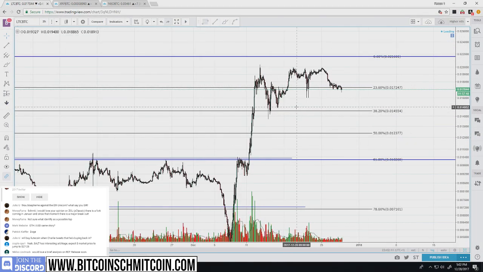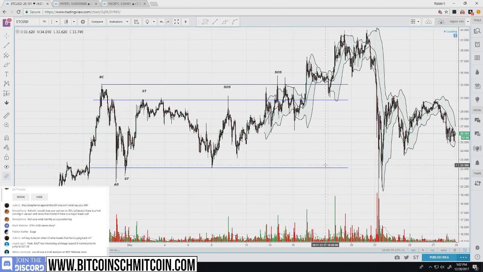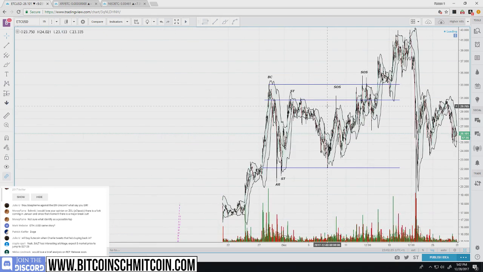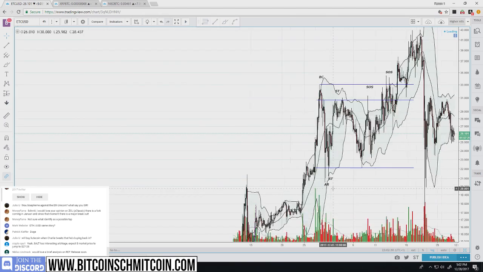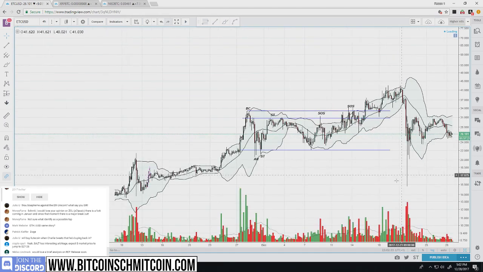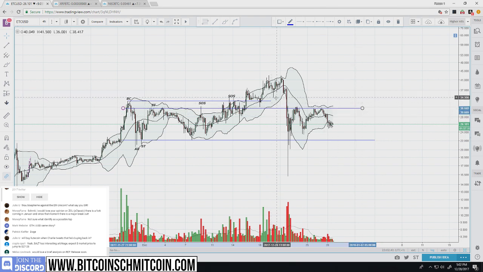What else? Oh, Ethereum Classic. Sure. Let's look at Ethereum Classic here. I actually had pretty high hopes for Ethereum Classic, but it's kind of breaking my heart at the moment. Ethereum Classic actually looks like distribution here. So I initially thought it was going to be accumulation, but it looks a lot like distribution now.